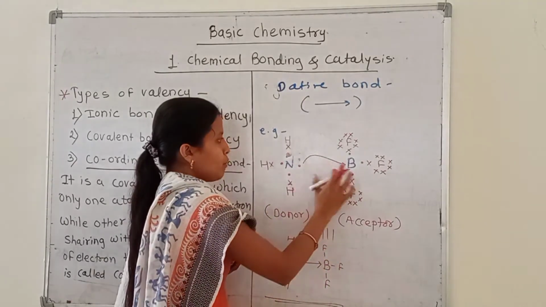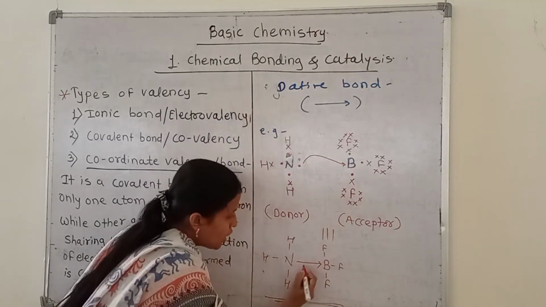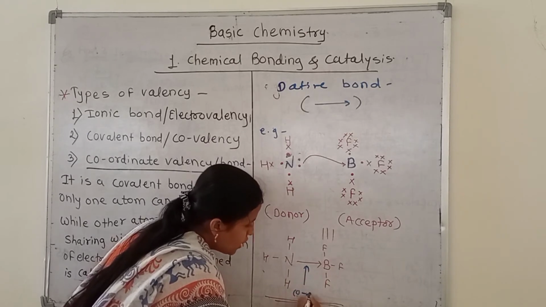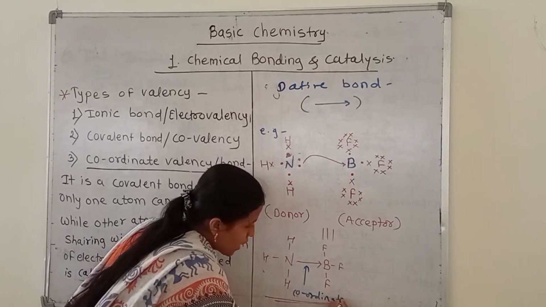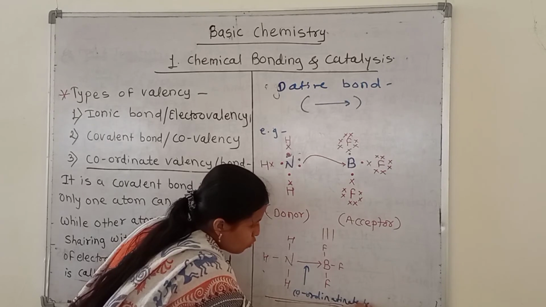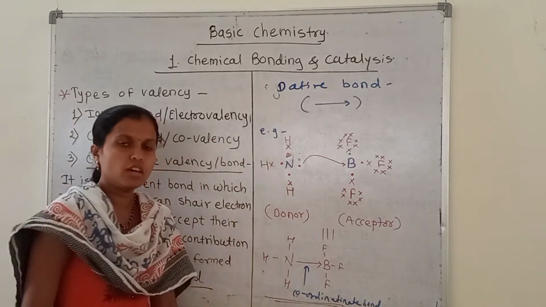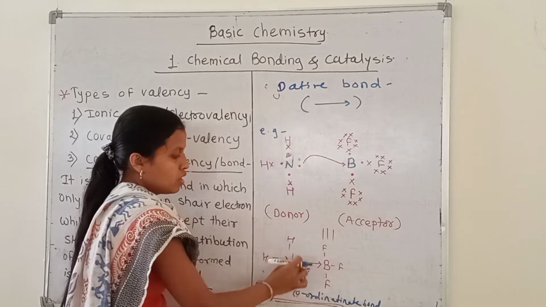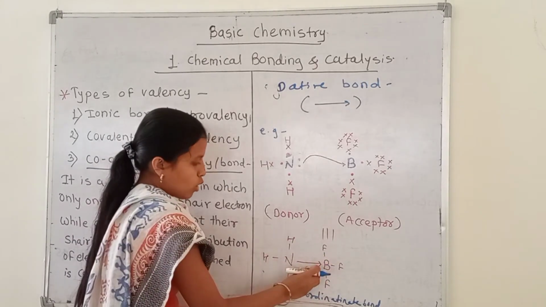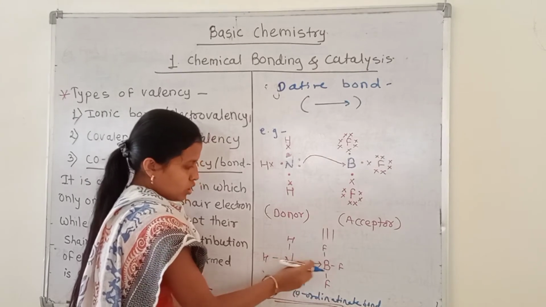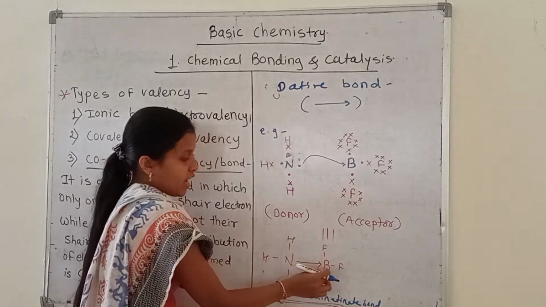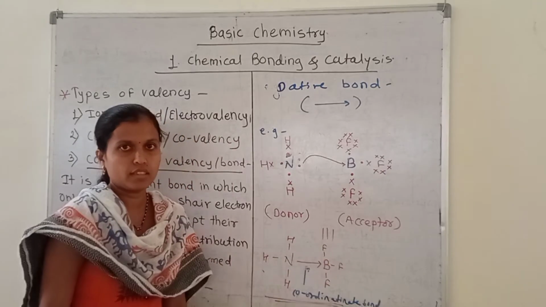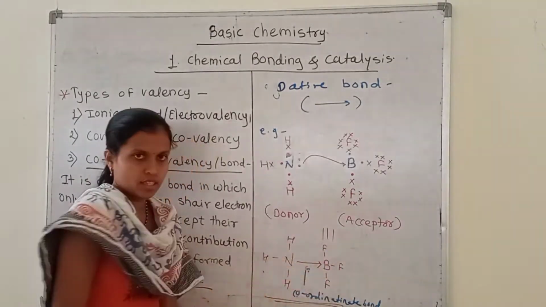So in between these two elements, a coordinate bond is formed. This bond is the coordinate bond, also called the dative bond, and the coordinate bond is denoted by an arrow. The arrow means this nitrogen donates its electrons to the boron atom. So the direction will be like this, from donor to acceptor.